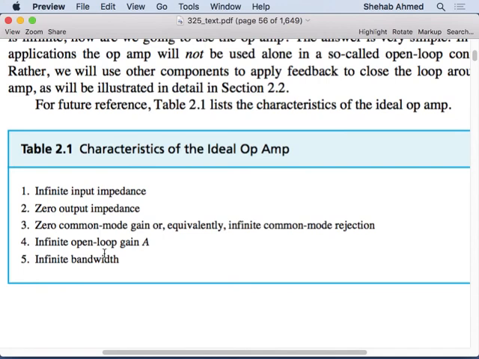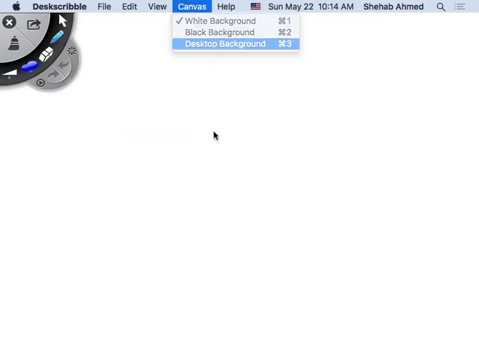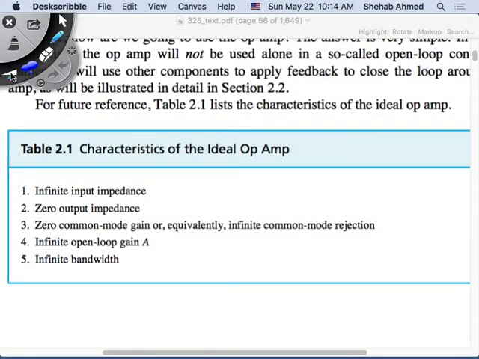What about the last two? The last two, infinite open loop gain, that's what we were talking about. It's a physical characteristic of the op-amp, the fact that the output is equal to A times V2 minus V1. This is actually why we cannot use the op-amp by itself, except if we're using it as a comparator. This is a good and a bad. Okay, it's a good and a bad.